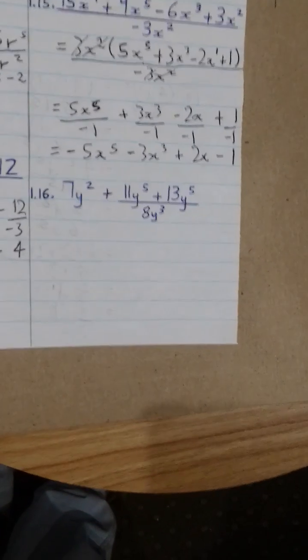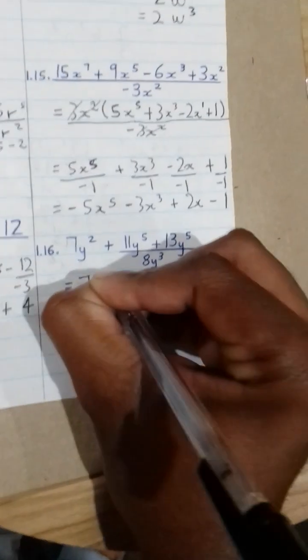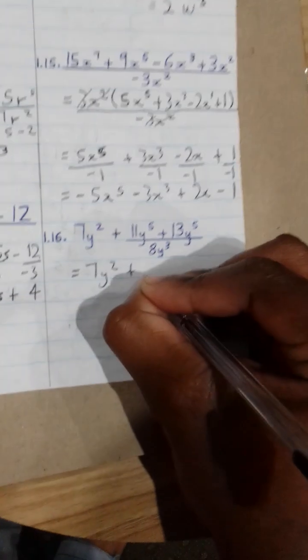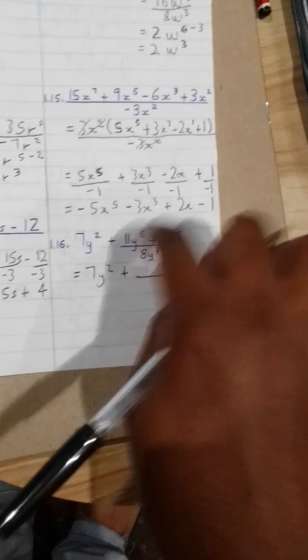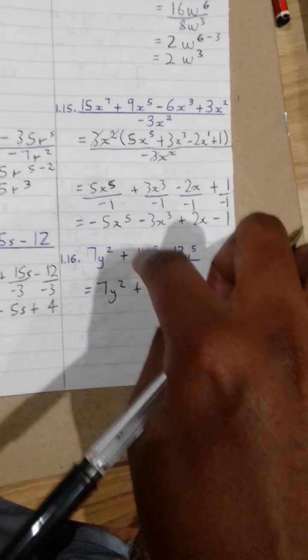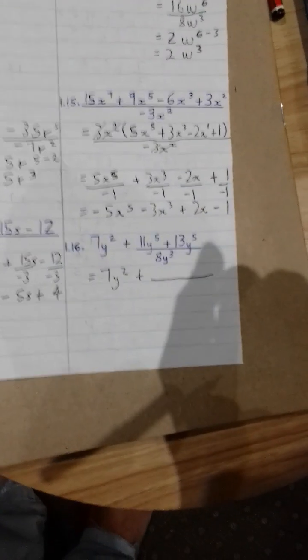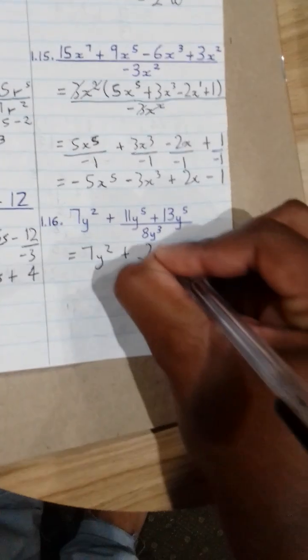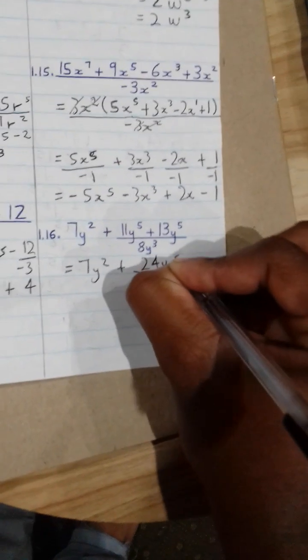1.16, which is the last one for now. 7y to the power of 2 plus 15y to the power of 5 plus 13y to the power of 5, over 8y to the power of 3. So this is going to be 7y to the power of 2 plus, in the numerator, same variable y raised to the same exponent 5. So we add the coefficients. 11 plus 13 is 24. y to the power of 5 over 8y cubed.